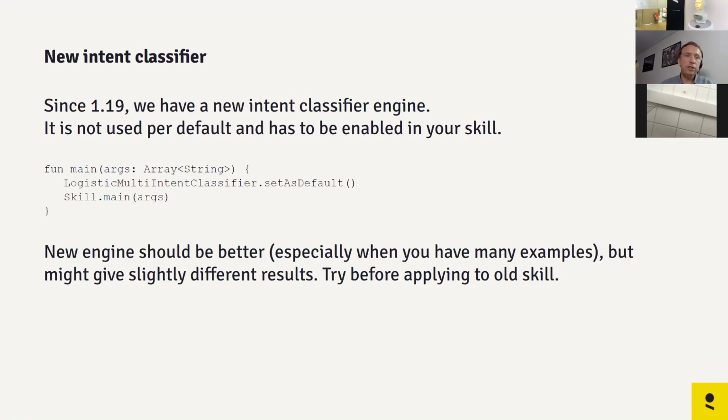And I just want to mention that we have a new intent classifier since version 1.19 that is improved. It's not used per default. We are still using our old one for backwards compatibility, since some people are using versions of a skill where you know that you have some expected results. The new one is better, we should say. But before you switch, you should just test it with your old skill, if you have an old skill. If you are developing a completely new skill, we would say that you should definitely immediately use the new one. And you can find these instructions in the documentation also.